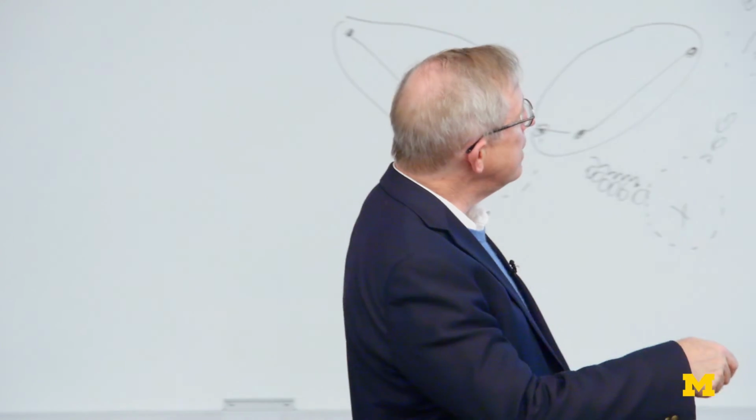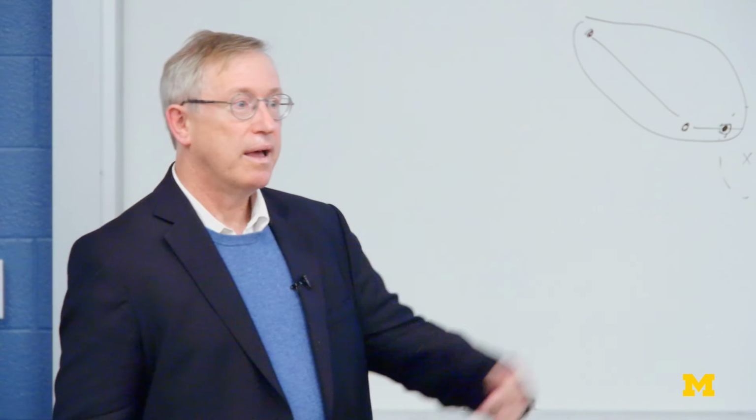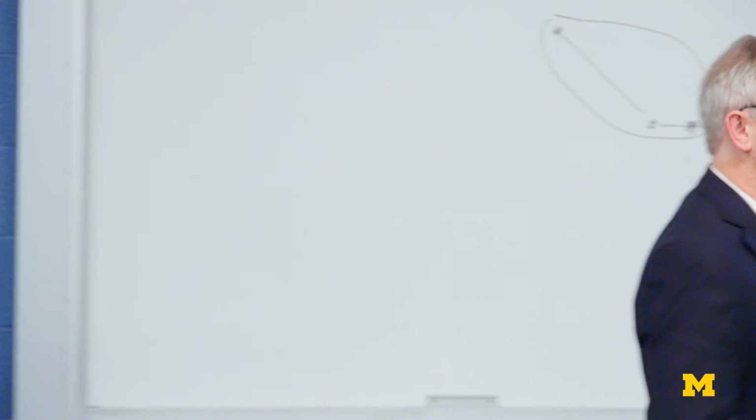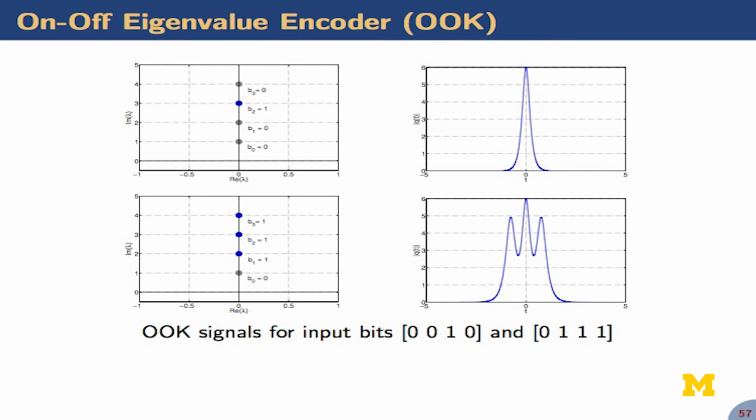Contemporaneously with us, a student of Meir Feder and Mark Steif at Tel Aviv also worked out some similar concepts. We started practical work by studying the special case where the continuous spectrum is absent, and we have only a discrete spectrum. We call such a signal a multi-soliton. There were a whole bunch of interesting numerical issues and algorithms that needed to be invented to generate these signals. I won't bore you with the details.